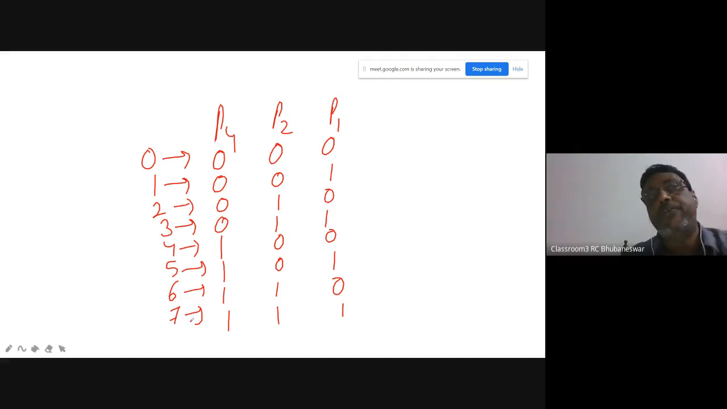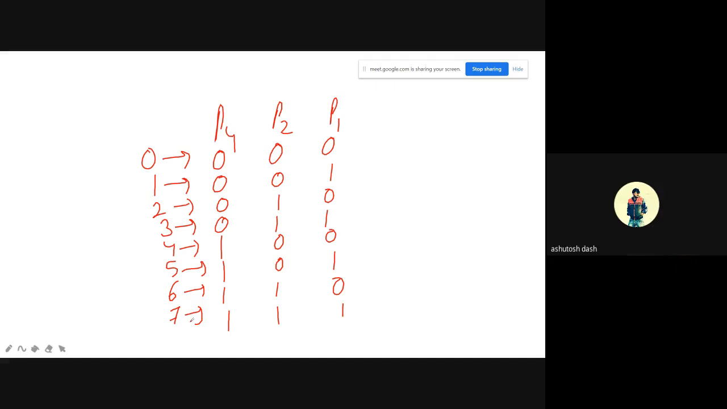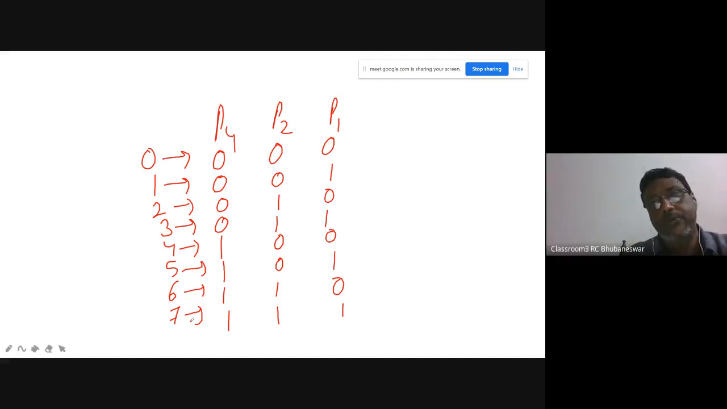All of you agree? 0 is false, 1 is true. A function is said to be true if its value is 1, and a function is said to be false if its value is 0. Right?